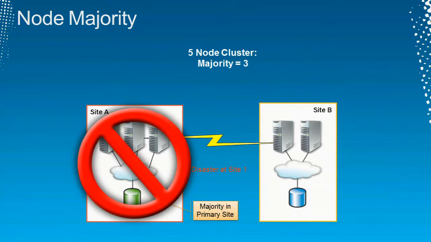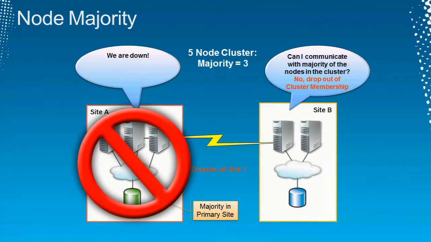Now consider the opposite case: site A goes down. We are down, site A goes down. Site B should not be able to establish a quorum because you have only 2 nodes in the cluster now. So the cluster goes down completely.